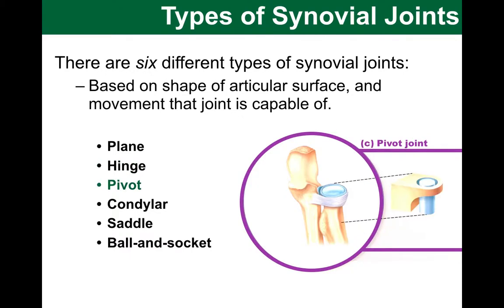I want to talk next about the pivot joint. Here we have one end that holds still while another part of this end rotates. And this would allow rotation, with proximal radio-ulnar joints being a good example, as well as the atlantoaxial joint of the first and second cervical vertebrae.